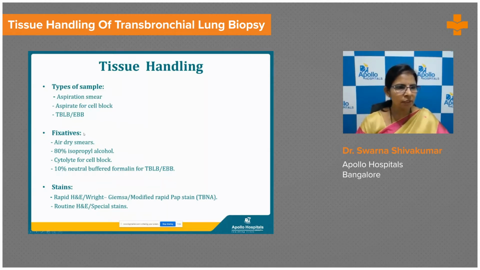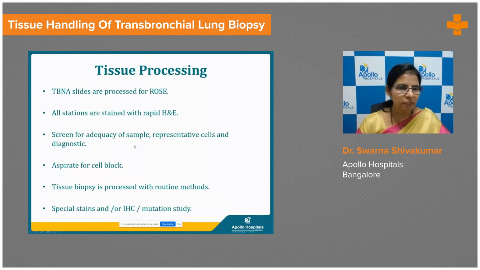So for the fixatives, the smears can be air dried or fixed with 80% isopropyl alcohol. For cell block, we use Cytolyt as a fixative. Then for tissue samples, we use 10% neutral buffered formalin. Then the stains: for the transbronchial aspirate, we use rapid stains like rapid H&E, Giemsa, and modified rapid PAP stain, whereas routine H&E or special stains can be performed on the cell block or tissue sample.